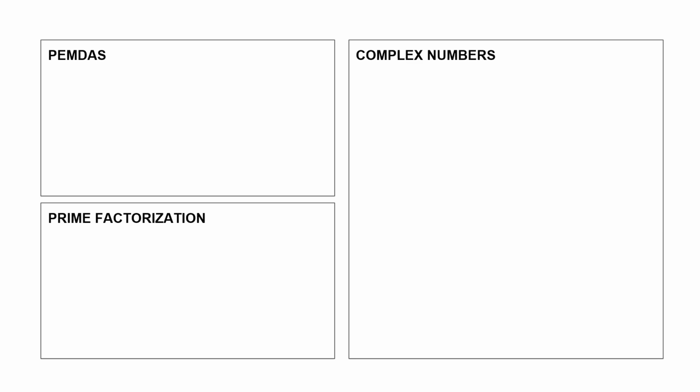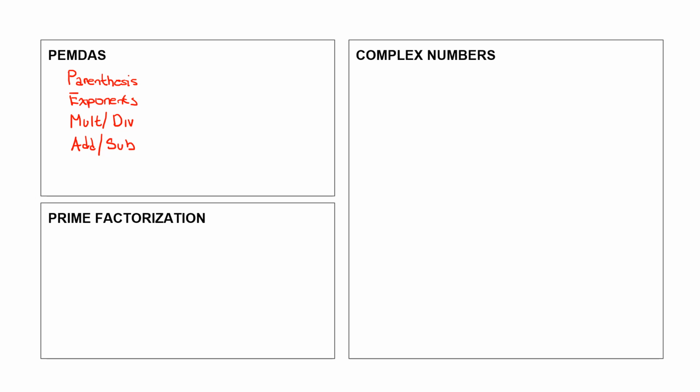Alrighty, let's start our review of number and operations. So first we have PEMDAS, our order of operations. P stands for parentheses. E stands for exponents. This is followed by multiplication or division, whichever one comes first, reading left to right, and it's followed by, same thing, addition and subtraction, whichever comes first, reading left to right.